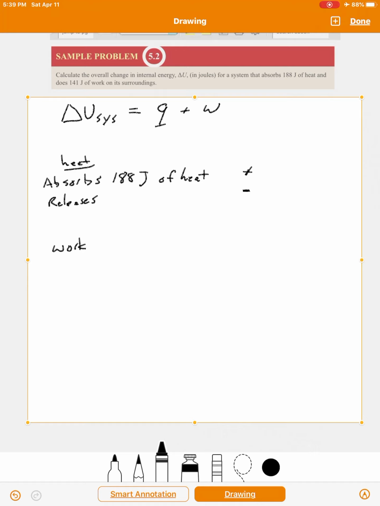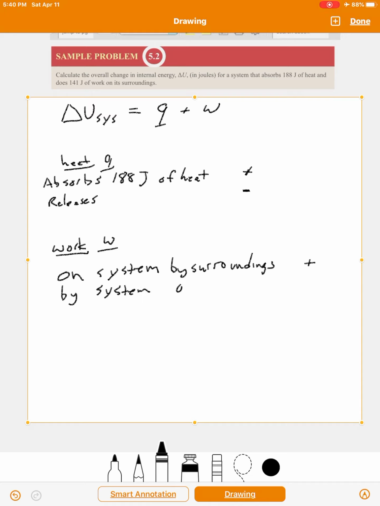So this is heat. When work is done on the system by the surroundings, this is positive. When it's done by the system on the surroundings, it's negative. So this, let's pick which one we're talking about, is absorbing heat, so that's positive. And it's being done on the surroundings, so that's negative.